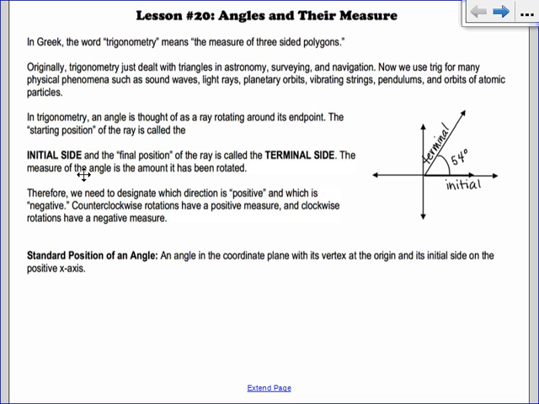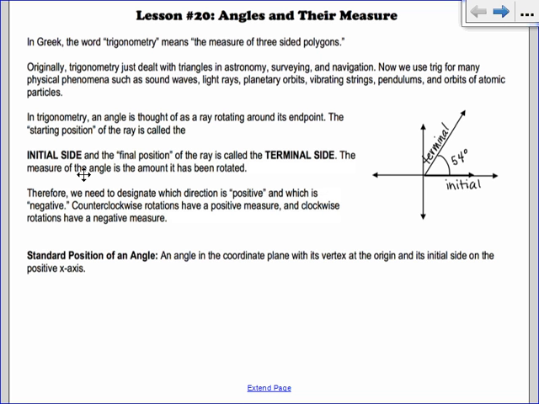So some of this will be review. We did a little bit of it in Algebra 2, if you guys remember, but some of it will be new. So in this first section, we're talking about angles and their measure. Trigonometry, as you might remember, is tri and measurement, metry, so the measure of three-sided polygons. Originally trigonometry just dealt with triangles in astronomy, surveying, and navigation, but now we use trig for lots and lots of things.